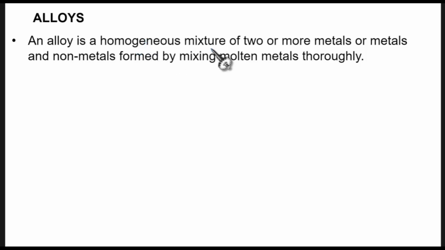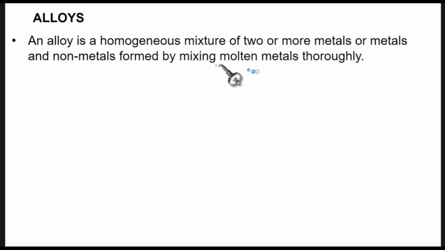All right, it's a mixture, it's not a compound. And by homogeneous here, we mean that metals can be mixed uniformly in a way that you won't be able to identify the distinct components that make up the alloy. When two metals are combined to make an alloy, you won't be able to identify the individual metal in that particular alloy. All right, so that's what we mean when we say an alloy is a homogeneous mixture of two or more metals or metals and nonmetals formed by mixing molten metals thoroughly.